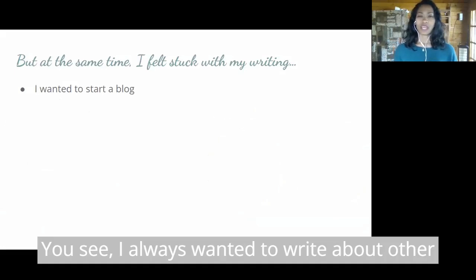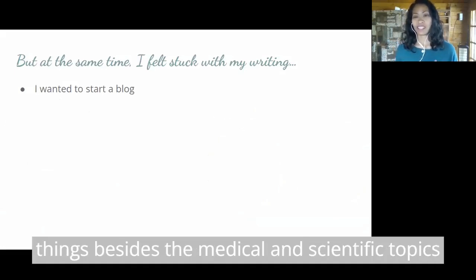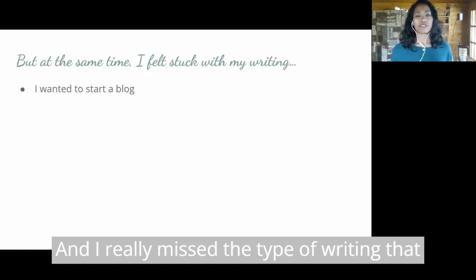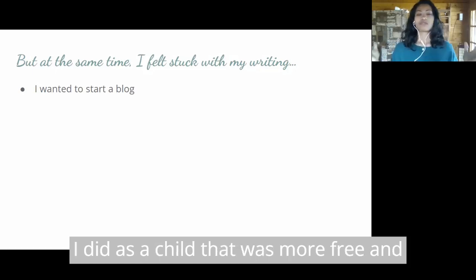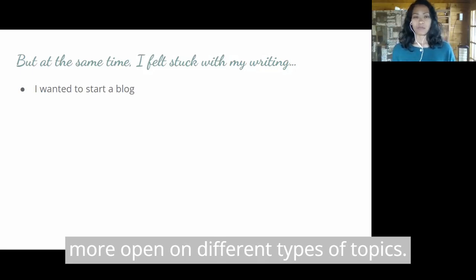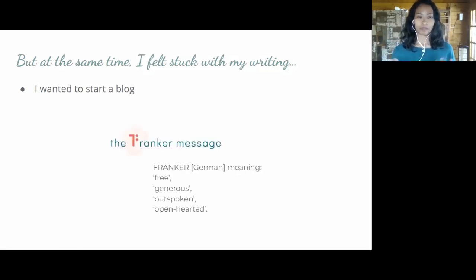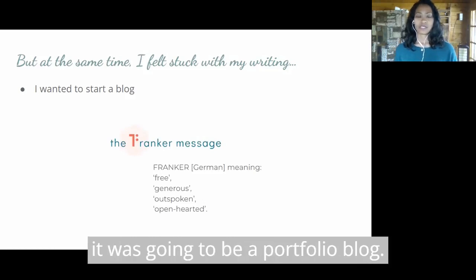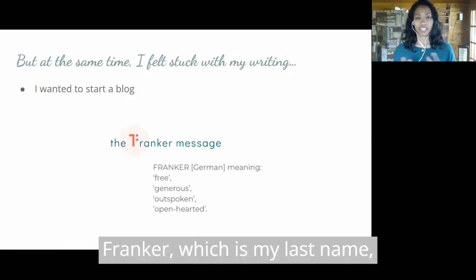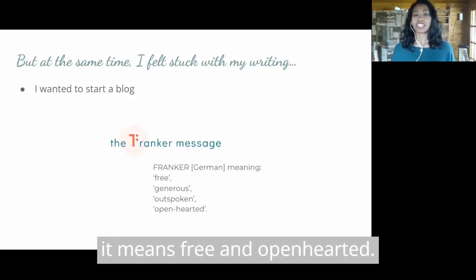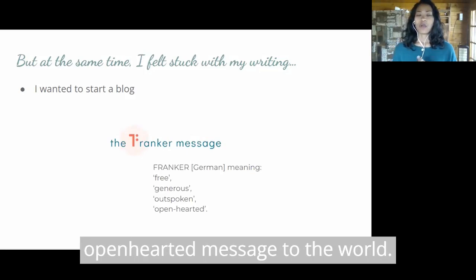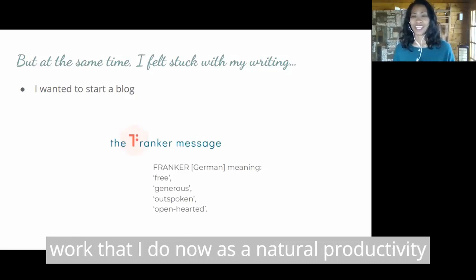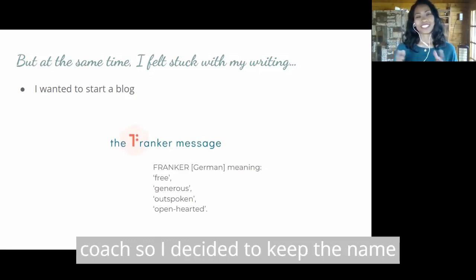You see, I always wanted to write about other things besides the medical and scientific topics that I wrote for in my professional career. I really missed the type of writing that I did as a child, that was more free and more open on different types of topics. I really wanted to start a blog. That's actually how the name, The Franker Message, started. I bought the domain name, and originally it was going to be a portfolio blog. Franker, which is my last name, means free and open-hearted. So it's going to be my open-hearted message to the world, which in a way beautifully connects to the work that I do now as a natural productivity coach. So I decided to keep the name.